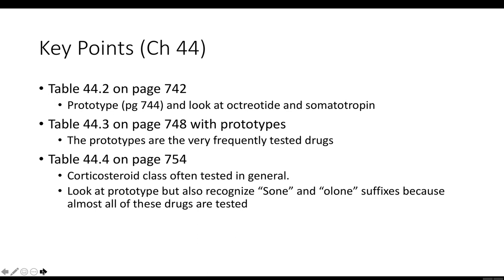When you start and you're looking at chapter 44, so that's drugs for the pituitary, thyroid, and adrenal disorders, the things that you really need to make sure you're focusing on are the prototype drugs. Obviously you have the review of the pathophysiology behind this stuff. As you're going through, get a grasp for what these things are. There's table 44.2 on page 742. Look at desmopressin there, and then look at the prototype area. If I flip from there to 744, what is desmopressin?